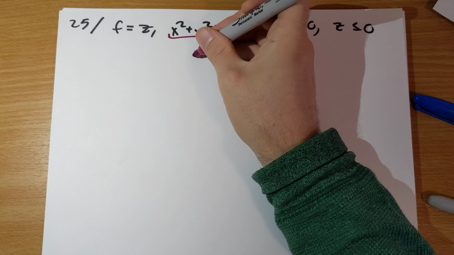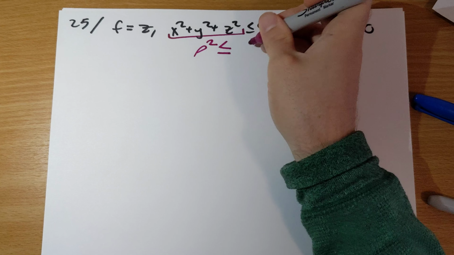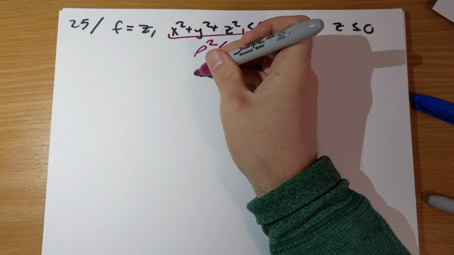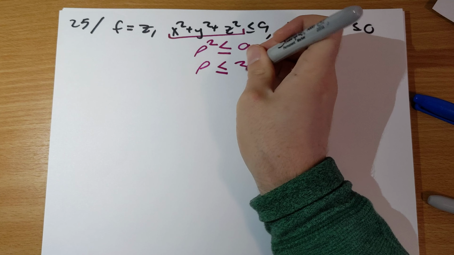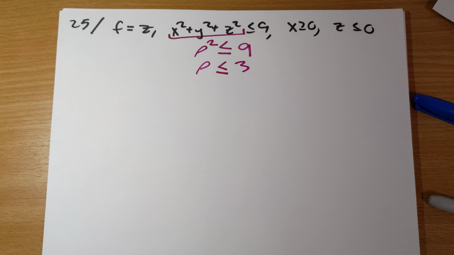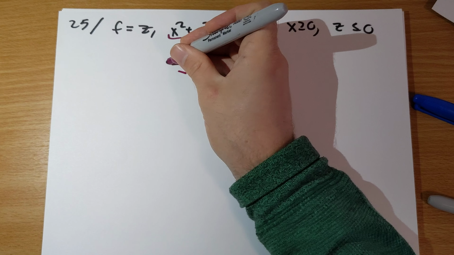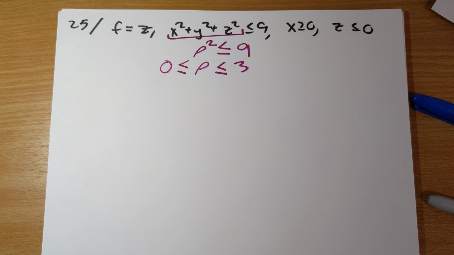How can we tell spherical coordinates? Because this is rho squared. So we have rho squared is less than or equal to 9, so rho is less than or equal to 3 here. As it turns out, there's not going to be any other bounds on rho here. We know rho can never be negative, so our lower bound on rho will be 0.